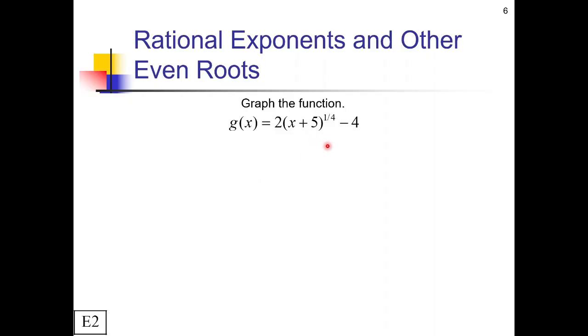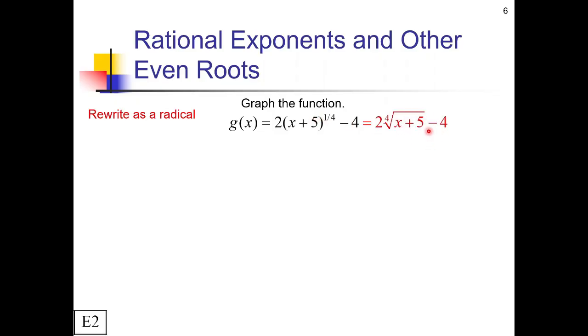Well, one thing that we know about these fractional exponents is that these are really radicals in disguise. This is really the 4th root of whatever it's being applied to raised to the first power. So whenever you see these fractional exponents, I would start by rewriting it as a radical so that you're a little more comfortable using what we've already done to graph it. So in this case, we can call this 2 times the 4th root of x plus 5, all of that minus 4.